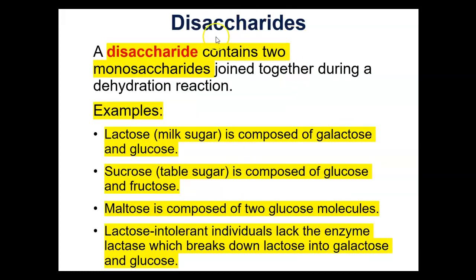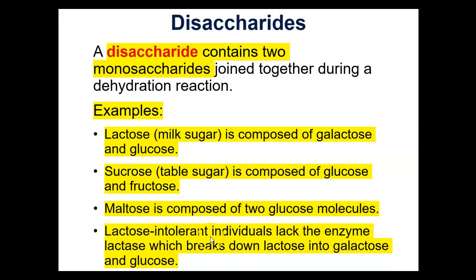Now, disaccharides contain 2 monosaccharides joined together by dehydration synthesis. The examples that are listed here are lactose, sucrose, and maltose. Lactose is a disaccharide composed of the monosaccharides galactose and glucose. Sucrose, or table sugar, is composed of glucose and fructose. And maltose is composed of 2 glucose molecules.